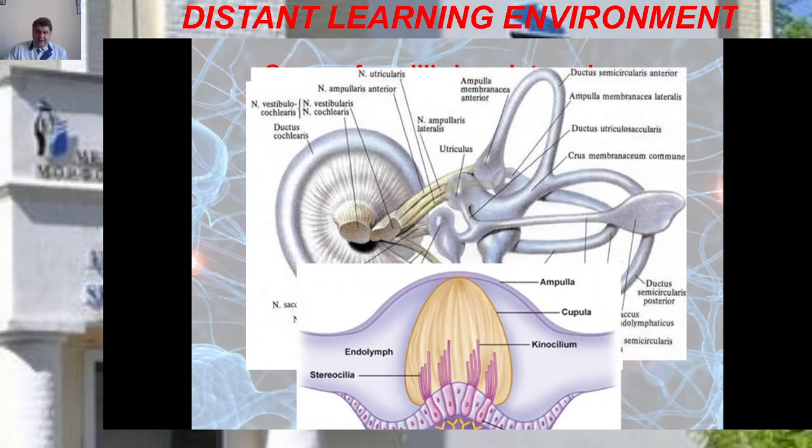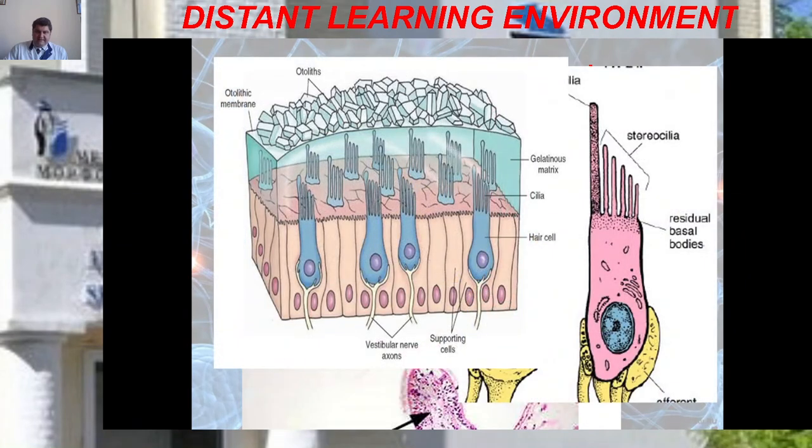You can see these cells here, hair cells. So the epithelium covering the projection of the cristae has sensory cells with pili, which are joined by nerve fibers. You can see the terminals of vestibular nerve fibers.